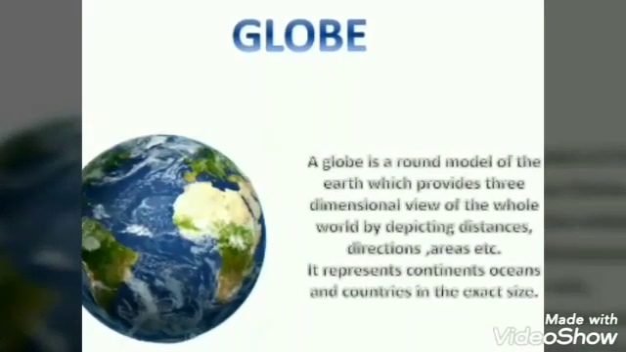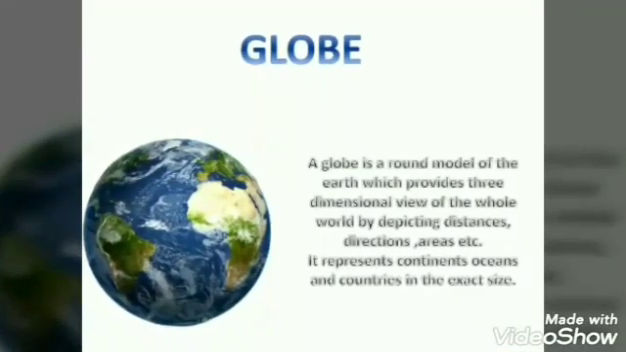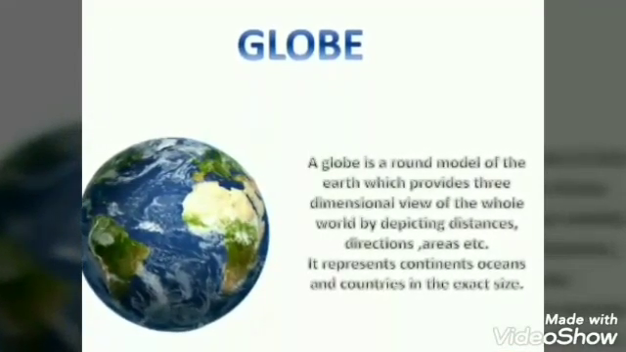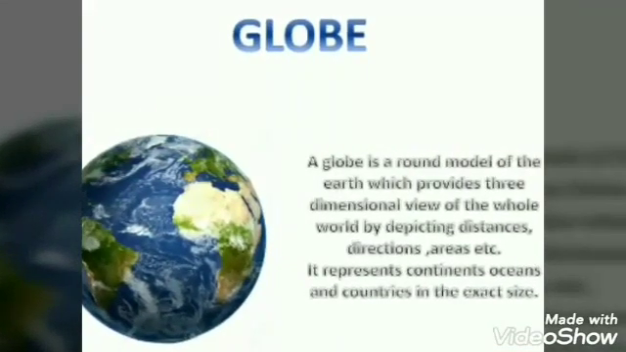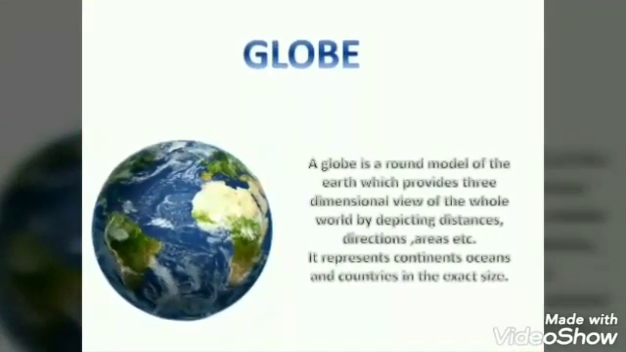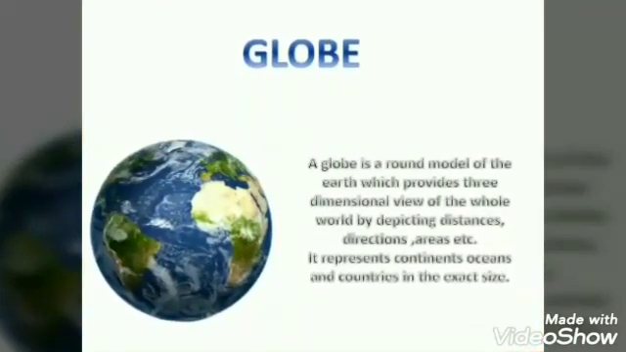world by depicting distances, direction, areas, etc. A globe is an exact model of the Earth showing the current shape and location of the continents, oceans and seas on a smaller scale.